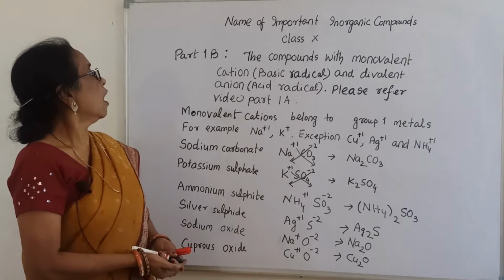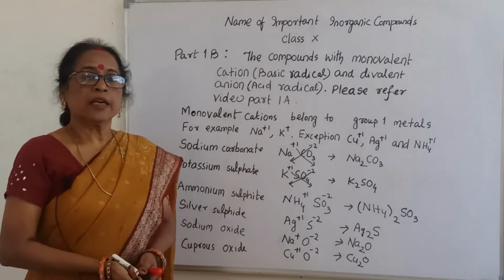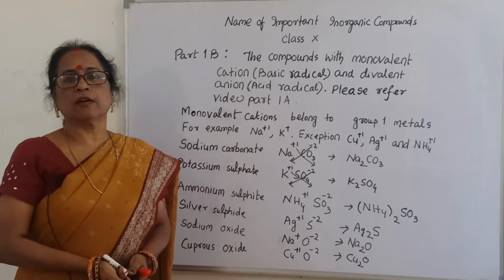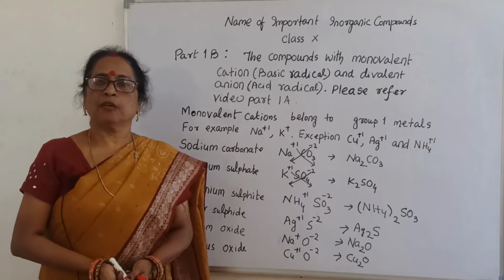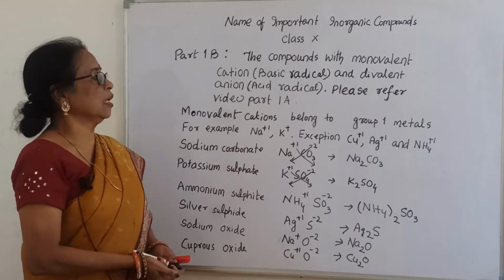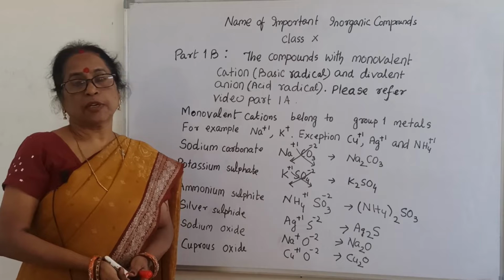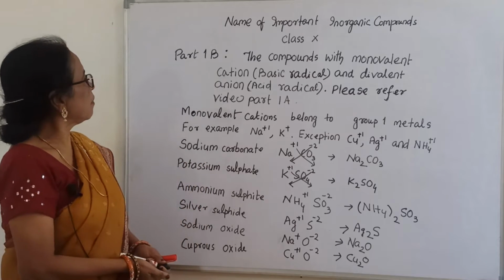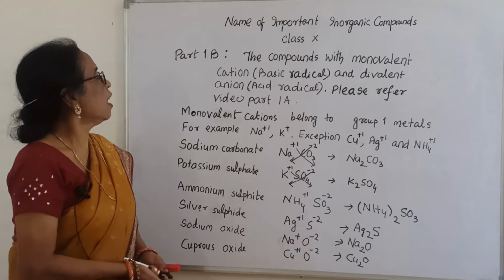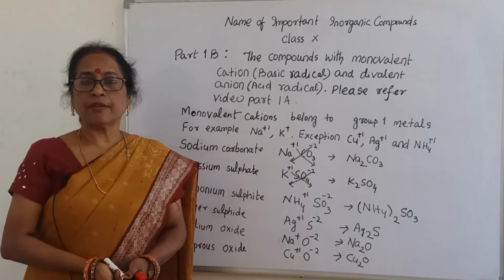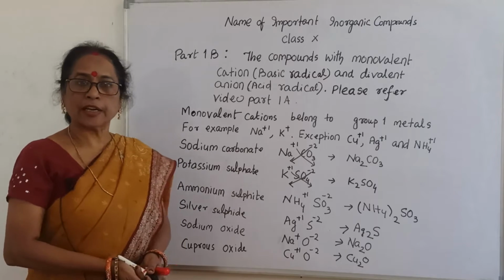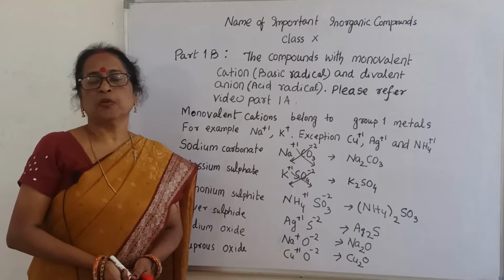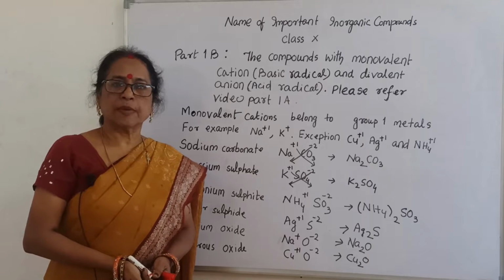Now here in part 1b, I will explain the monovalent cation, which is called basic radical, and the divalent anion, which is acid radical. Now we will see how to get the formula and what the names of these compounds are. Before that, in part 1a, I explained that a cation having +1 charge is a monovalent cation, and an anion having -1 charge. Anion is generally known as acid radical, cation as basic radical.